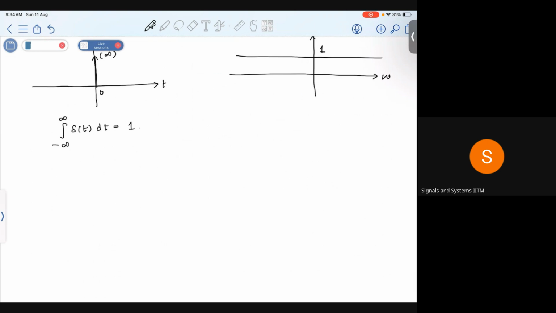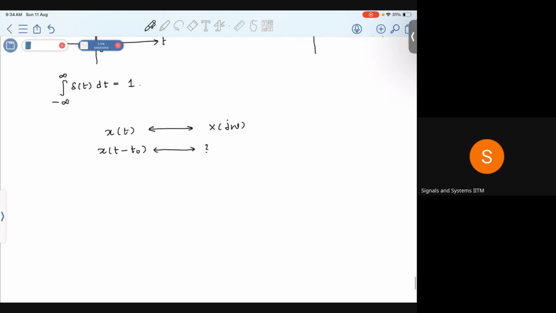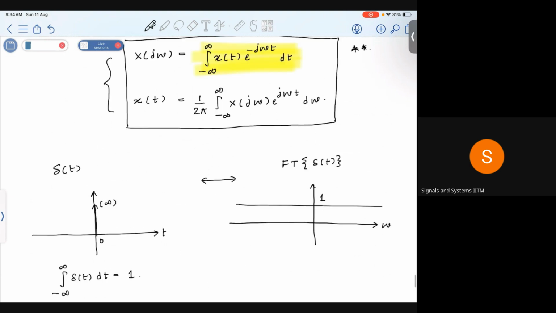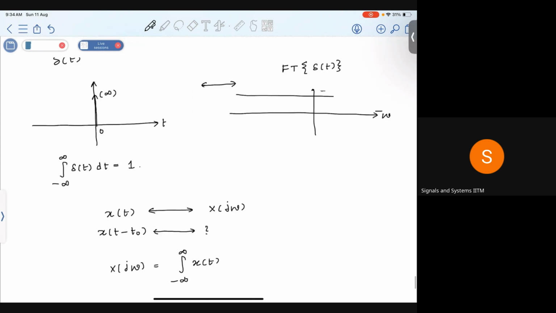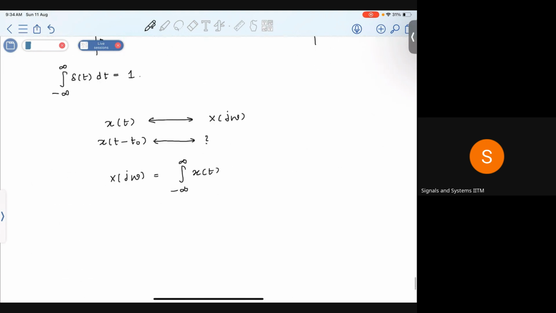Suppose x of t has the Fourier representation x of j omega, the Fourier transform. Then what happens to the Fourier transform when you shift the signal? We can analyze using the transform. So what is x of j omega? X of j omega is given as integral minus infinity to infinity x of t e power minus j omega t dt.